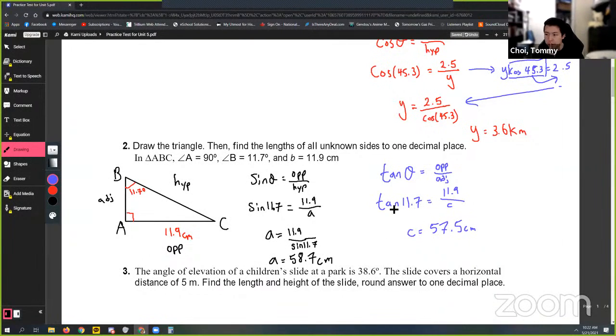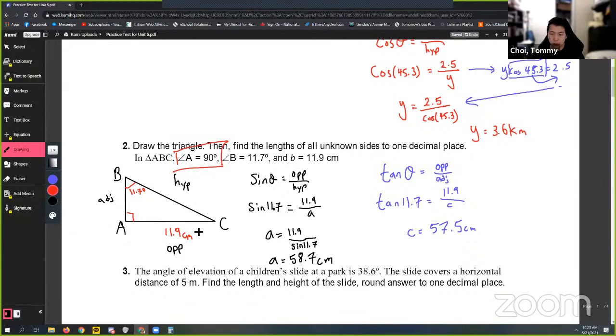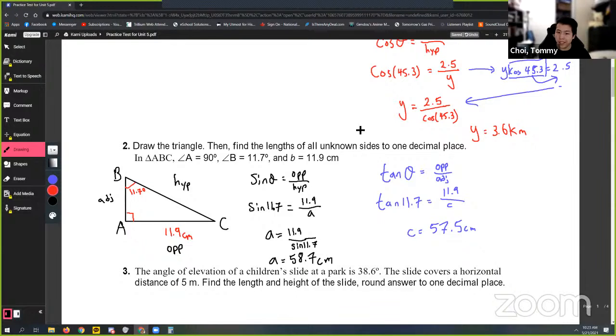Any questions here? Mr. Choi, yes. Is angle A 90 degrees? Yep, it tells you right here, angle A is 90 degrees. Okay, thank you. Okay, so these are the two side lengths you should get, and that's going to be the whole question here.